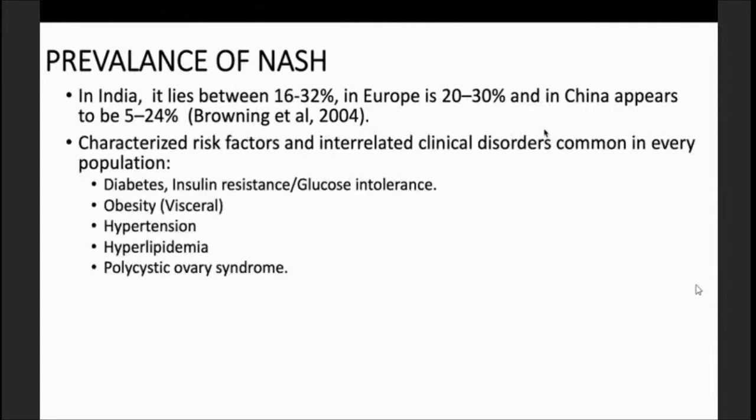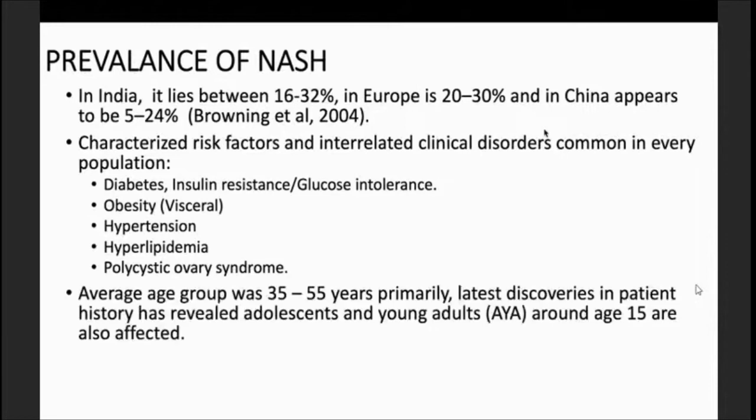The characteristic risk factors and interrelated clinical disorders common in every population are diabetes, insulin resistance, and glucose intolerance. Obviously, the whole world is not an exclusion for diabetes at this point. And moving to that, obesity, particularly the visible fat in your body, hypertension and oxidative stress, and hyperlipidemia or dyslipidemia in most of the cases. And in women, it's characterized by polycystic ovary syndrome.